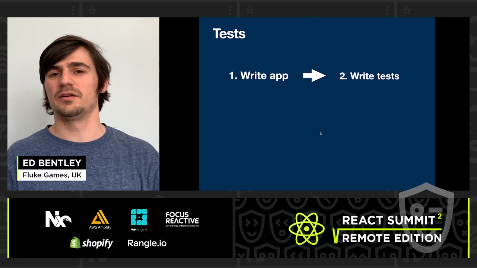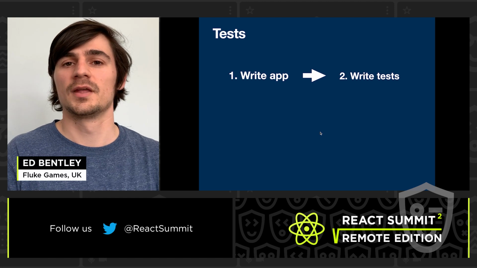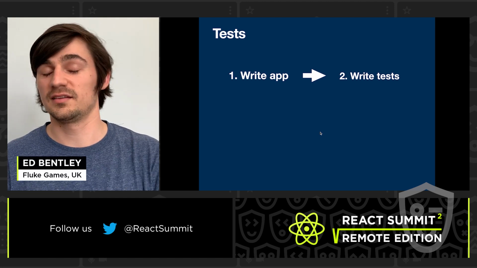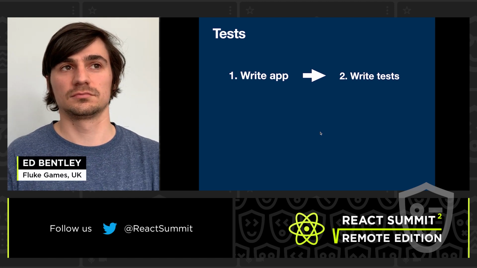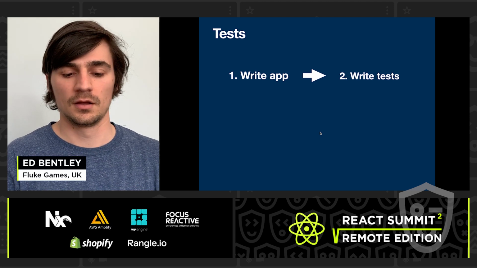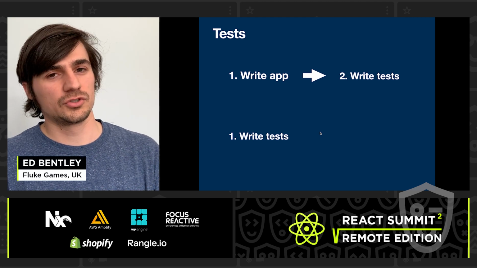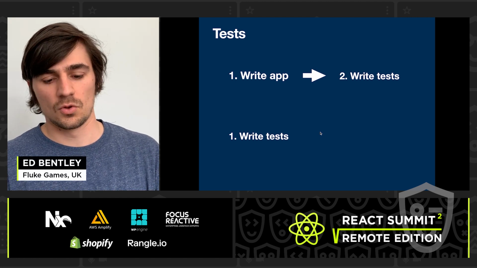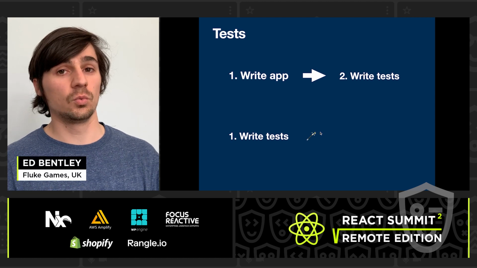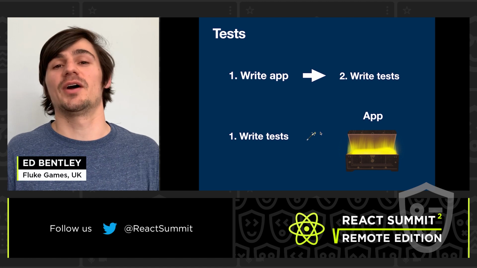And if you think about it, we're duplicating a lot of the behavior. We're writing the app, and then we're writing the tests again, and they've both got the same kind of behavior in them. So I had an idea. I thought, what if you could just write the tests, wave some sort of magic wand, and then out of a chest appears your app.